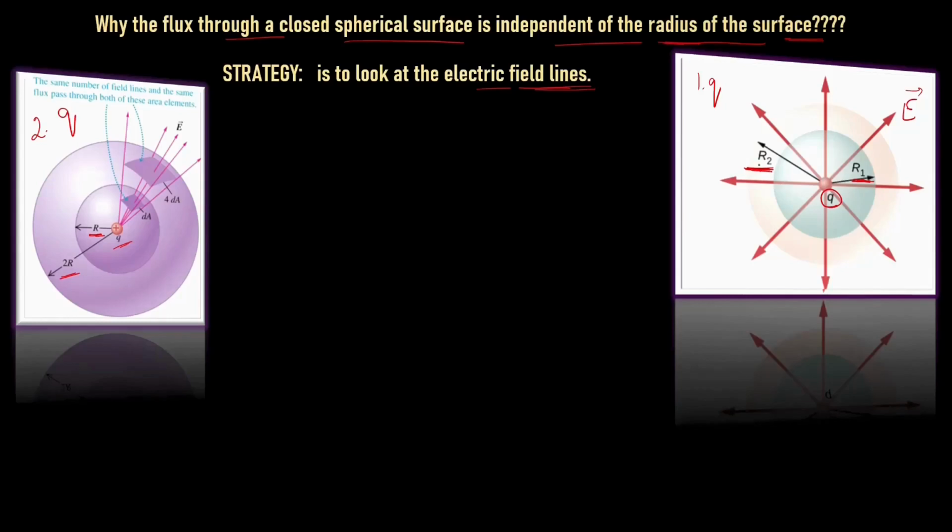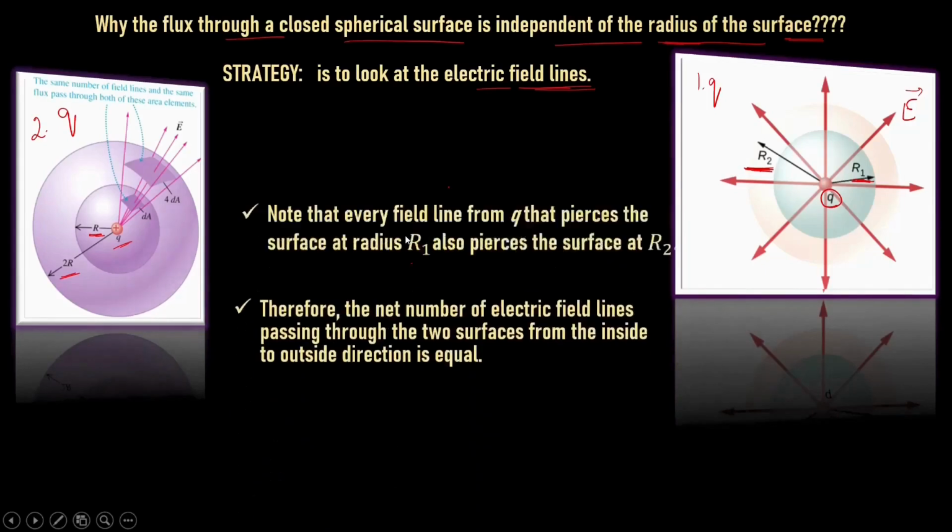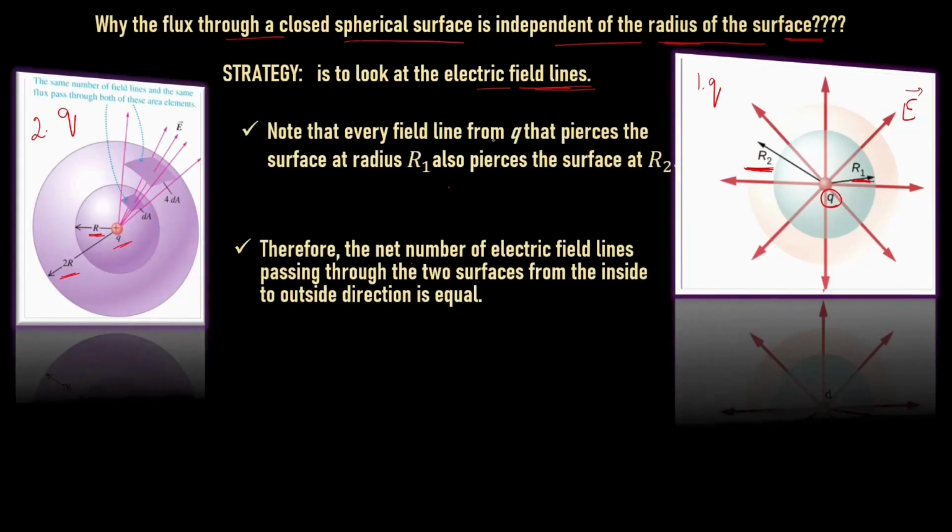It hardly gets affected by the presence of the surface area, whether it is more or lesser. So here what we notice is that every field line from Q that pierces the surface at radius R1 also pierces the surface at R2. That means whatever field lines are crossing R1 will cross R2, and these field lines only contribute towards the flux. So the flux associated with R1 and R2 will remain the same. The flux through a closed spherical surface is independent of the radius chosen here.